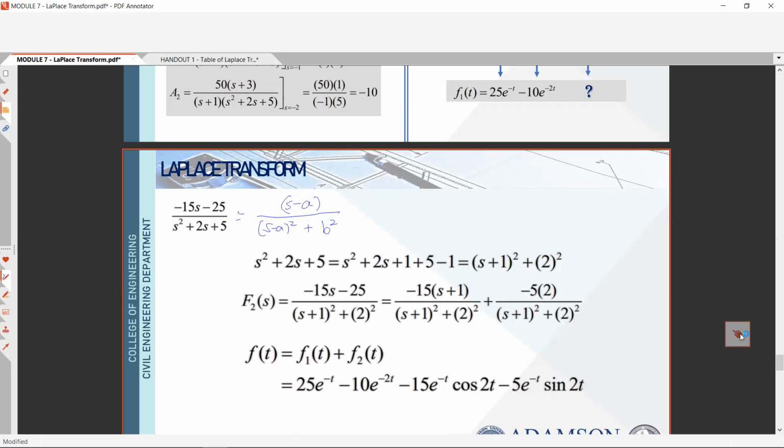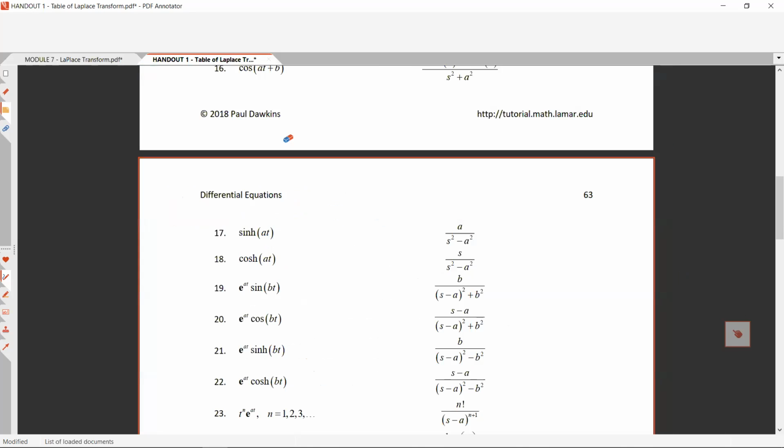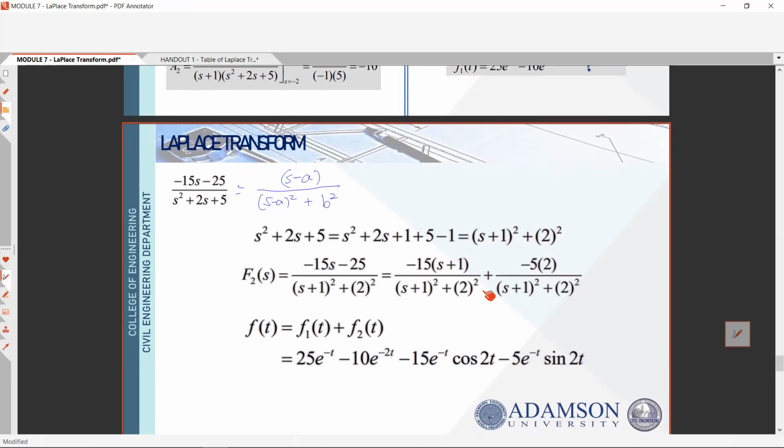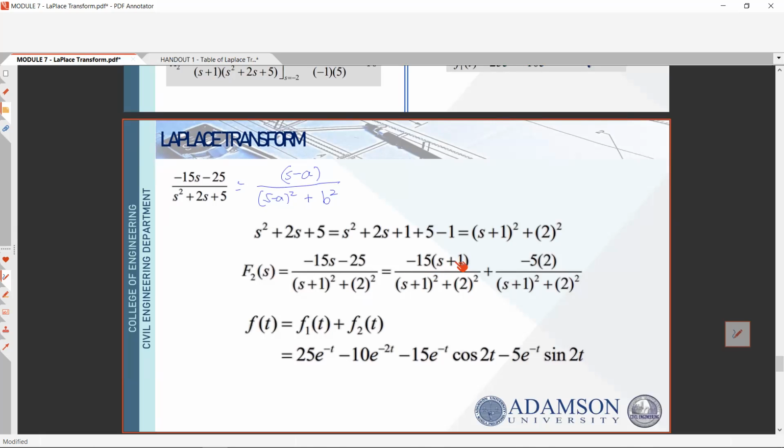Kailangan mo siya i-convert sa ganyan para magamit mo yung table na to, yung formula dito. So para ma-convert mo siya sa ganyan, you will need completing the square. Kalahati ng 2 is 1. 1 squared is 1. So mag-add ka ng positive 1 and negative 1 para maging 0 pa rin. Ngayon itatabi mo yung 1 dito sa isa. That is already a perfect square na. So (S plus 1) squared plus 2 squared. Okay. So na-convert natin into (S plus 1) squared plus 2 squared yung ilalim.